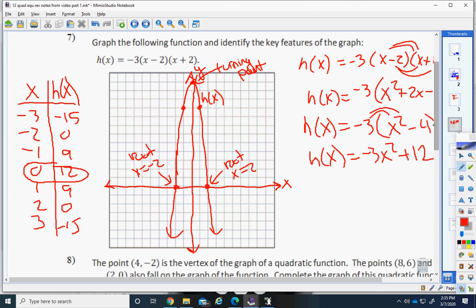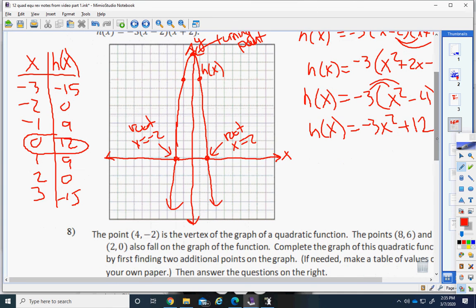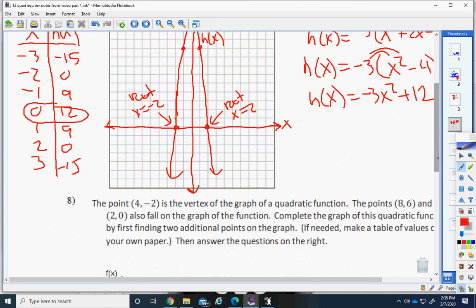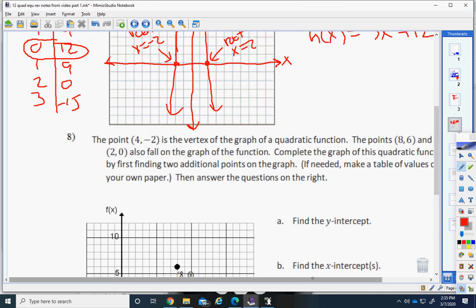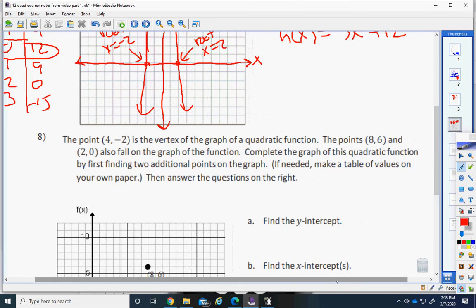On your test, I probably want to ask you to just label key features. I'd probably be very specific and ask you about certain things so that you didn't leave anything off. If you know that a parabola is symmetric, you should easily be able to do this.